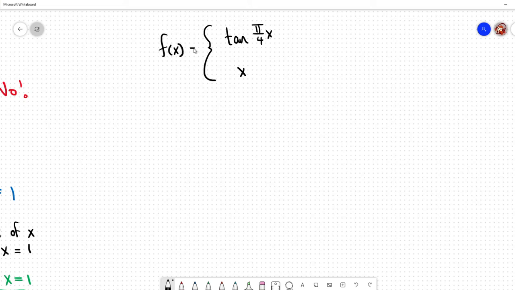So I'm going to pick something that is not necessarily going to be nice. And then this will be for x greater than or equal to 1. Okay, so this is our function. Now our question is, I'm going to ask it.